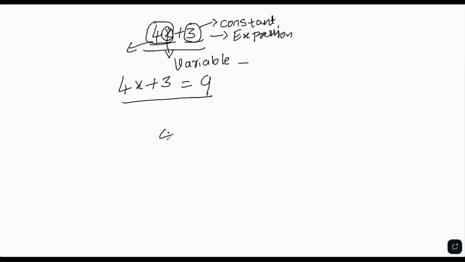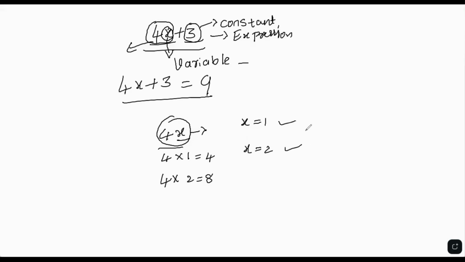Whereas here, see, 4x, right? I can give any values to the x. Let us say, put the value of x as 1. So 4x becomes what? 4 times 1 is 4. Yes, very good. If I put x value as 2, what is the value of 4x? 8. Yes, very good. So, the complete term is changing its value according to the x value, right? So, x we call it as what? Variable, because it's varying its values.